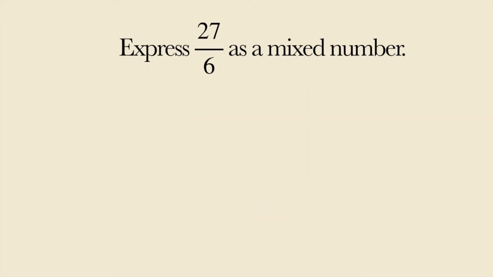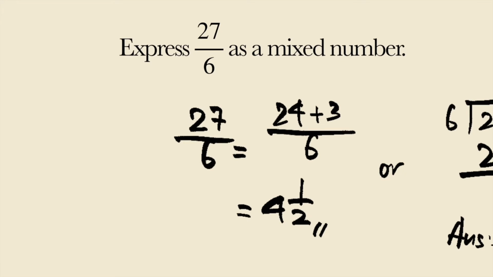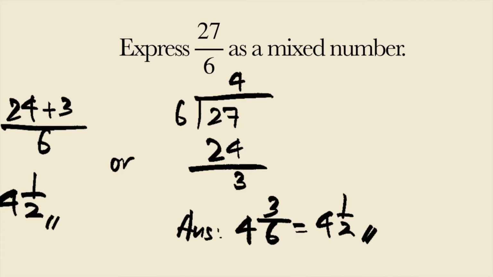Now we have an improper fraction to be expressed as a mixed number. So either we find the largest multiple of 6 that we can find, which is 24. Okay, and then 24 divided by 6 gives us a nice 4 wholes. And look at this, this is 3 over 6, which can be expressed as 1 over 2. Or use the good old long division and you get the same answer.